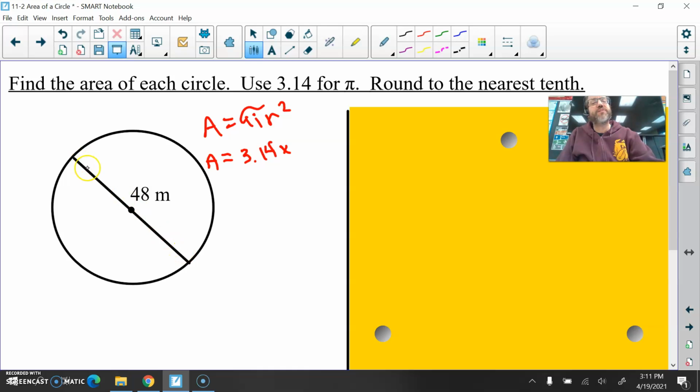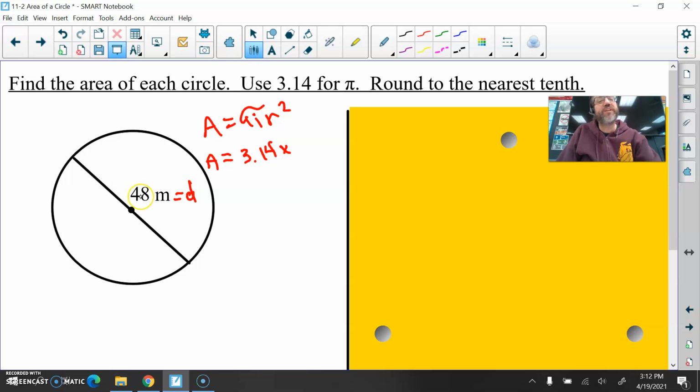What's the radius of this circle? Is 48 meters your radius? Hopefully you can see that's actually your diameter. This is your diameter right here because it's going all the way across the circle, passing through the center of the circle. It's the longest chord. Remember that term chord from the last lesson?